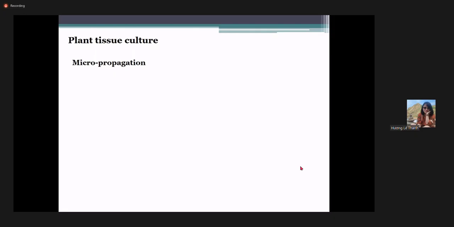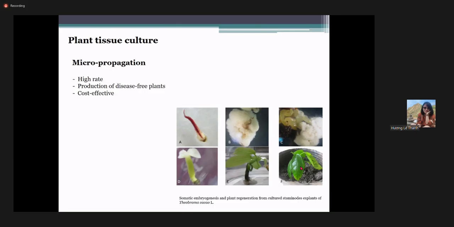Here is a picture of our micropropagation from one plant cell. I take the stamens of the flowers of the cacao tree and put them on the medium to make the callus. The callus is an undifferentiated mass of tissue that can grow into a complete plant. And here they have totipotency, right? They are like stem cells, the plants. This is the callus.